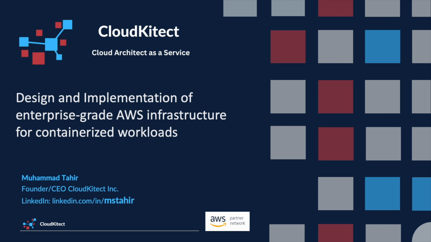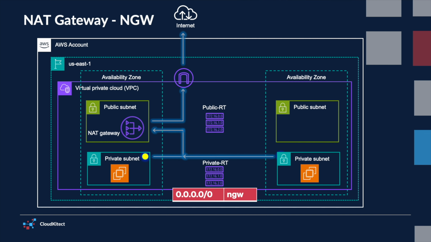Welcome back. In this video, we will discover how NAT gateways are used to allow outbound traffic originated from your private subnet resources. A network address translation gateway, or NAT, is a service that enables instances in a private subnet to connect to services outside your VPC, like the internet, without having an external internet-facing IP address.